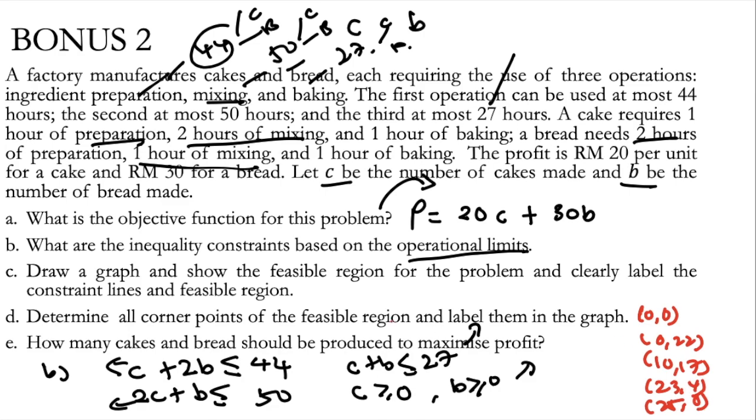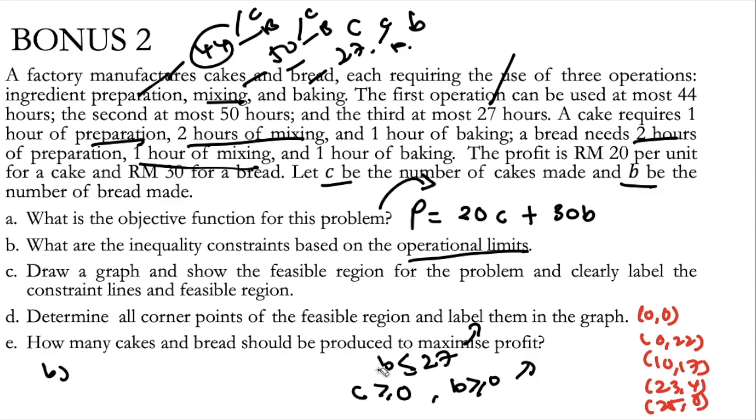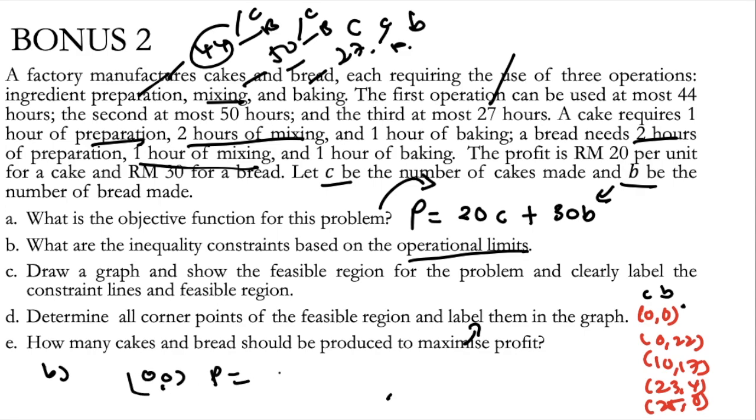And then lastly, how many cakes and bread should be produced to maximize profit? You have all those corner points, you have 5. What you need to do is to calculate the revenue, the profit function, 5 times. So you have this profit function, calculate for 0, 0. This is C, this is B, isn't it? So you have for 0, 0. So your profit is what? 20 times 0 plus 30 times 0, 0, isn't it?